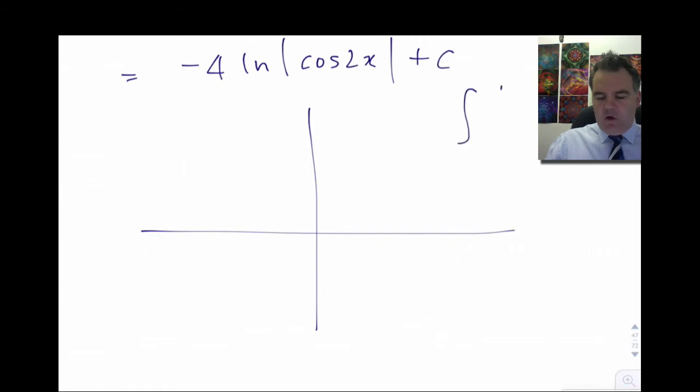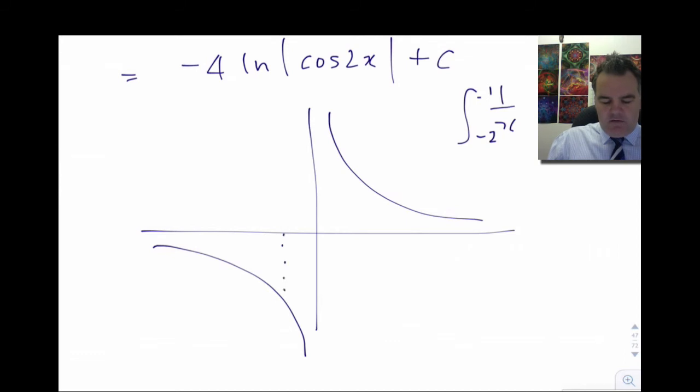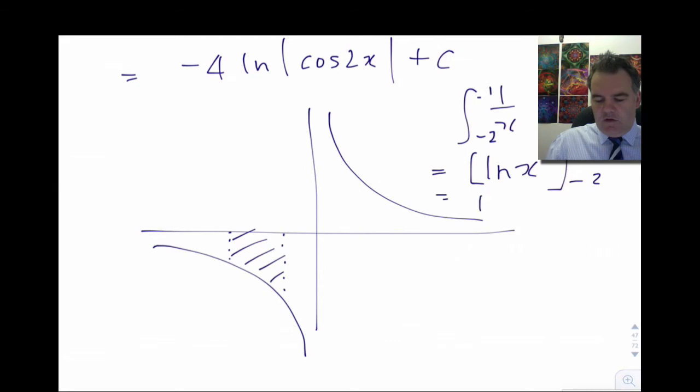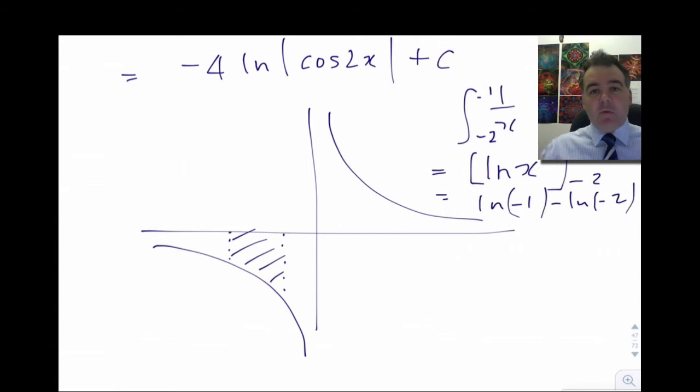Let me just say a word of why I'm putting these absolute value signs. If I'm integrating 1 over x, that is this function here. So I might ask the question, what is the value of that integral there between -1 and -2? That's just the area under the curve, between the curve and the x-axis. So I could do my integration, ln x between -1 and -2, ln -1 minus ln -2, and hopefully you'll see there's a big problem here.